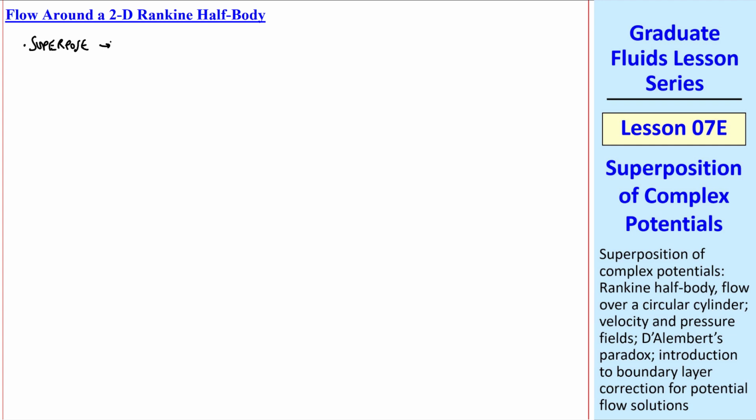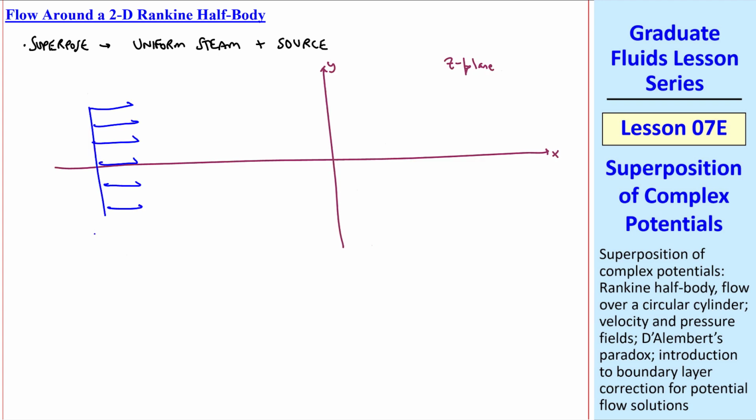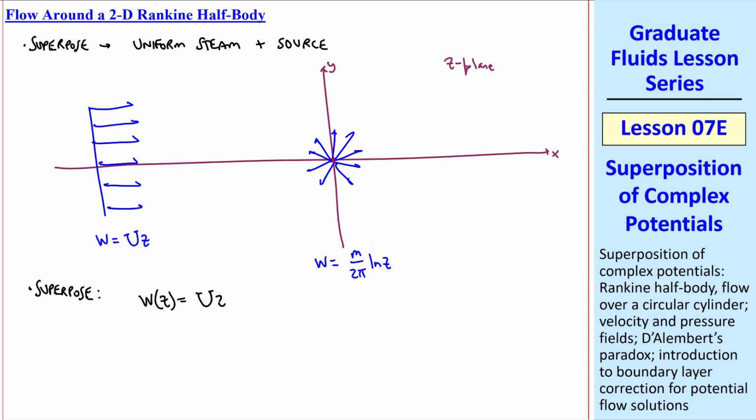To generate this, we superpose a uniform stream plus a source. In our z-plane, we have the uniform stream with potential function W equal Uz, and we have a source at the origin of strength m, so W is equal to m over 2 pi natural log of z. To superpose, we simply add these two up, so W of z equals Uz plus m over 2 pi natural log of z. Now let's think about what this will look like.